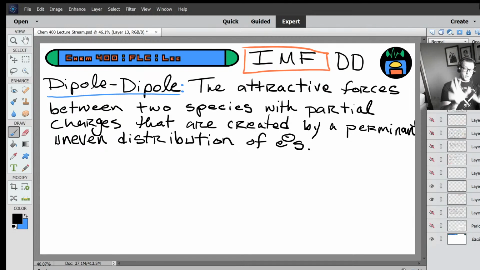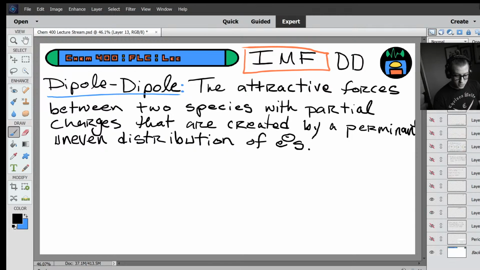You know what we're talking about, actually. The question is how are these partial charges permanent? How is the uneven distribution of electrons permanent? This happens when you have electrons that are shared between two nuclei. So we're talking about a covalent bond where one element is more electronegative than the other.